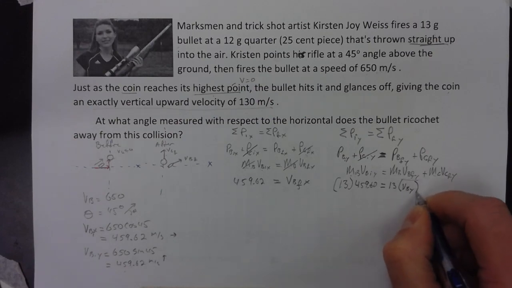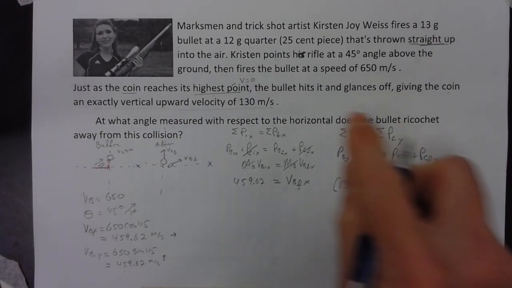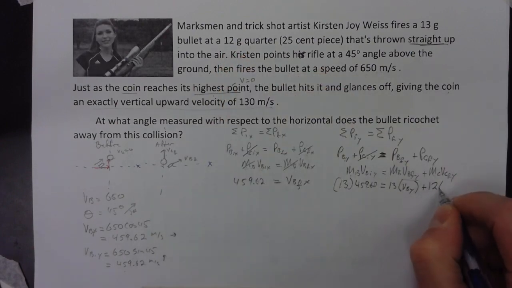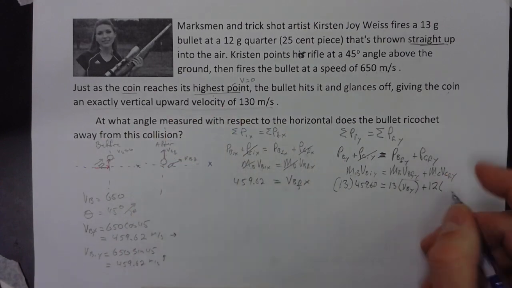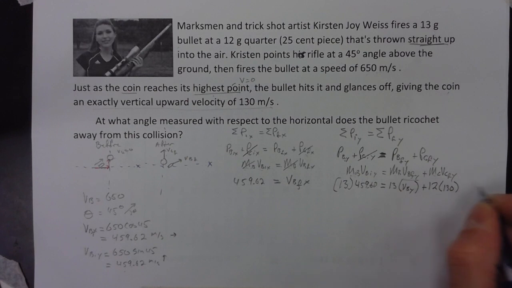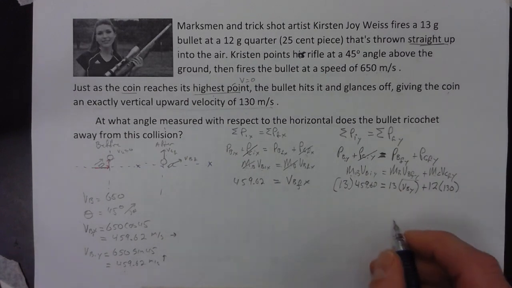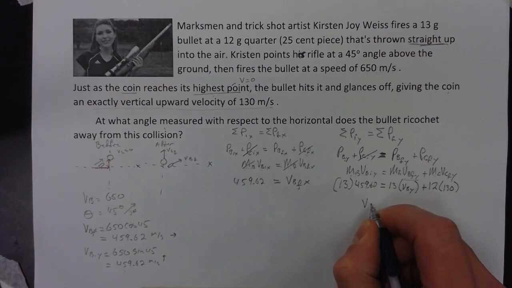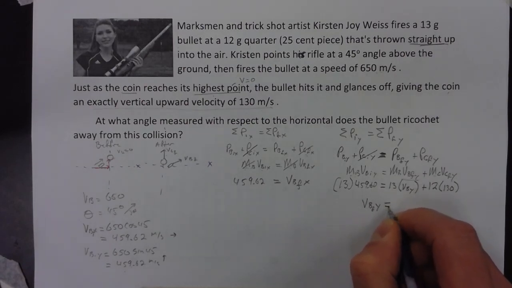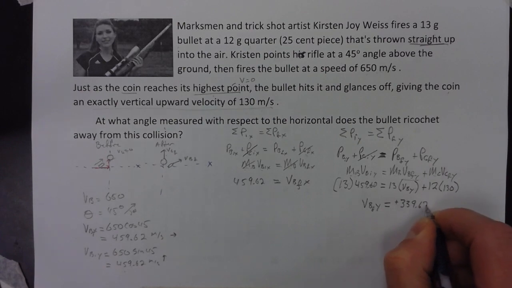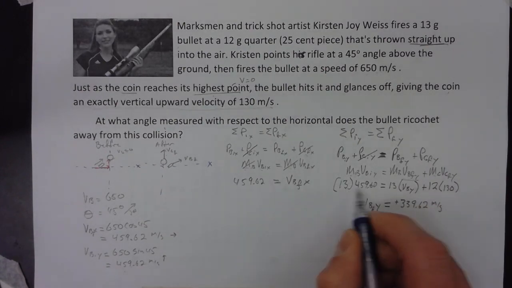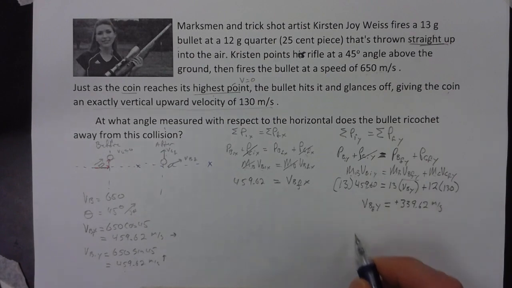Finally, I'm going to drop the "final" because that's the only thing left. And the mass of the coin is 12 grams, and its velocity is entirely in the y direction, vertically straight up, of 130, so that's a positive 130. And plug this all in your calculator, and we get that the velocity of the bullet that's final in the y direction is going to be a positive 339.62 meters per second. And you'd multiply these here, multiply those there, subtract that over, divide by 13. The algebra is pretty straightforward to get this.